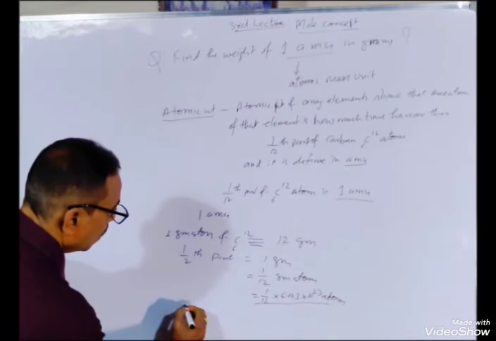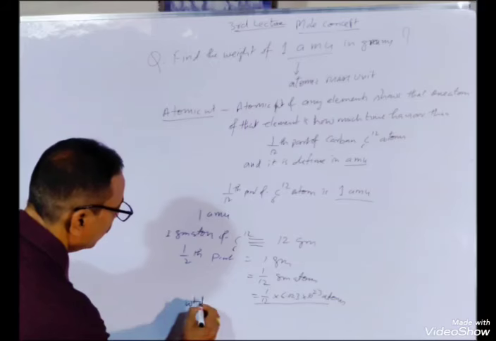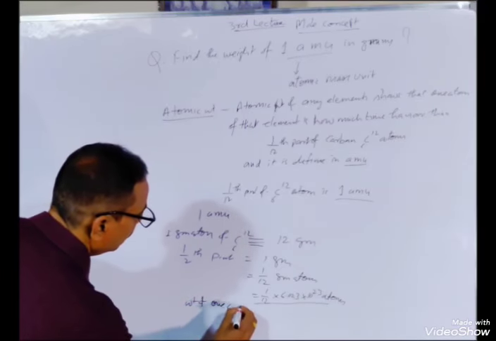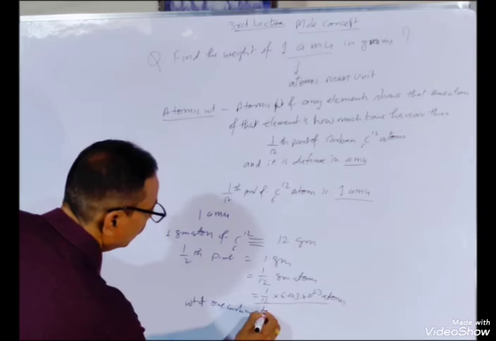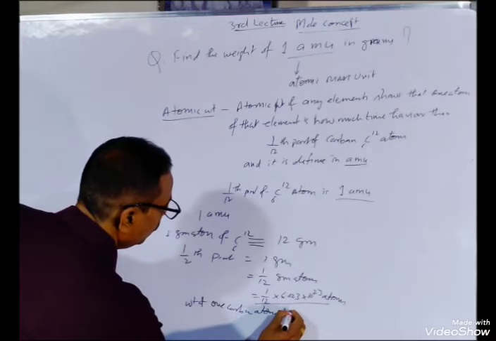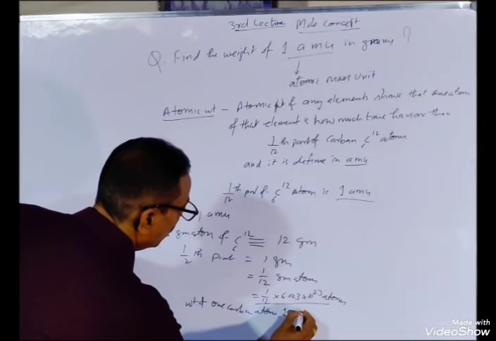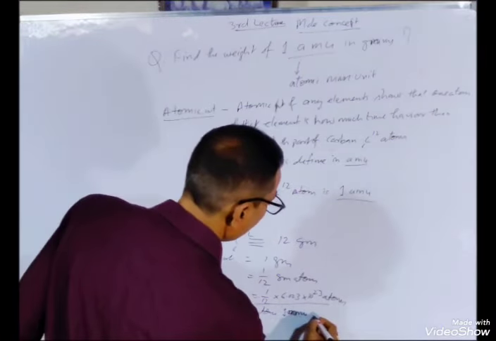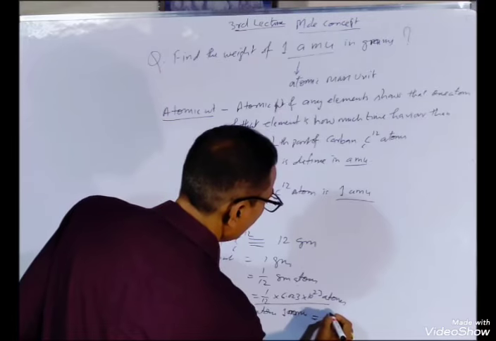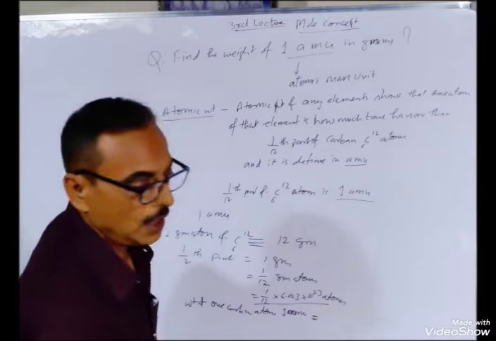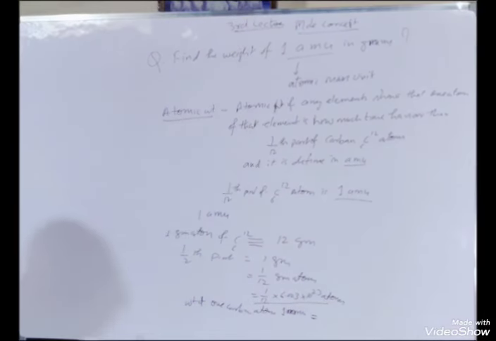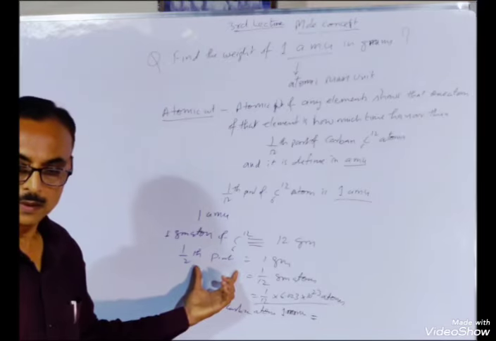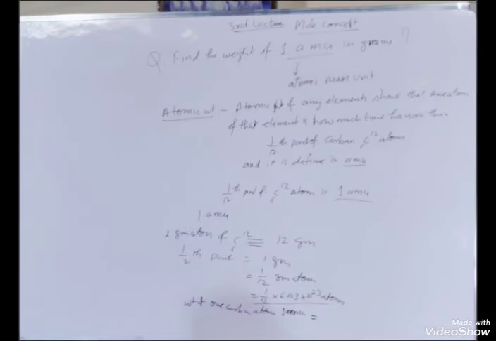So the weight of 1 carbon atom and 1 AMU are equivalent to how many grams of carbon? Understood? Yes.